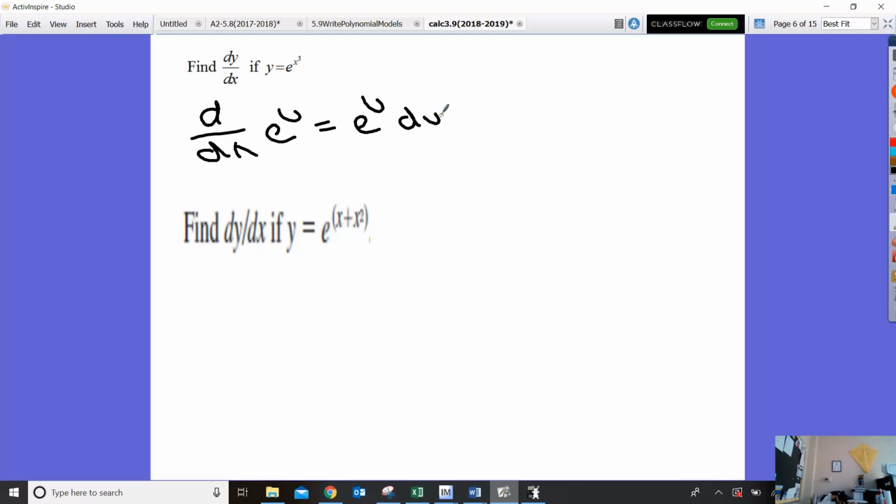I'm going to write du. So our y prime, or dy/dx, whatever you like here, is e to the x cubed. And what do I have to take the derivative of? The x cubed part, remember. Now, some kids need to write things off to the side, like, okay, if I look at my formula, u is x cubed, I know I have to have du. And du is 3x squared.